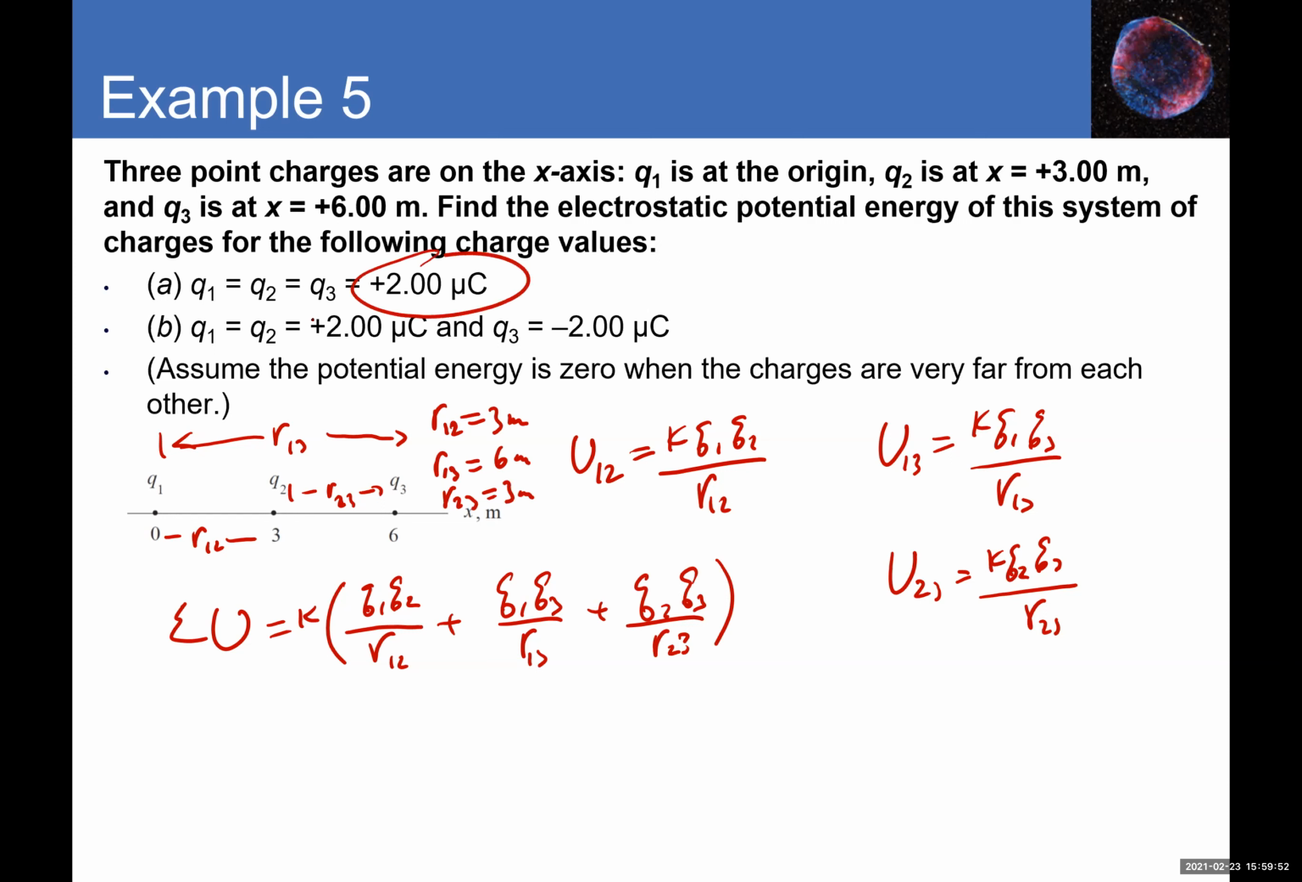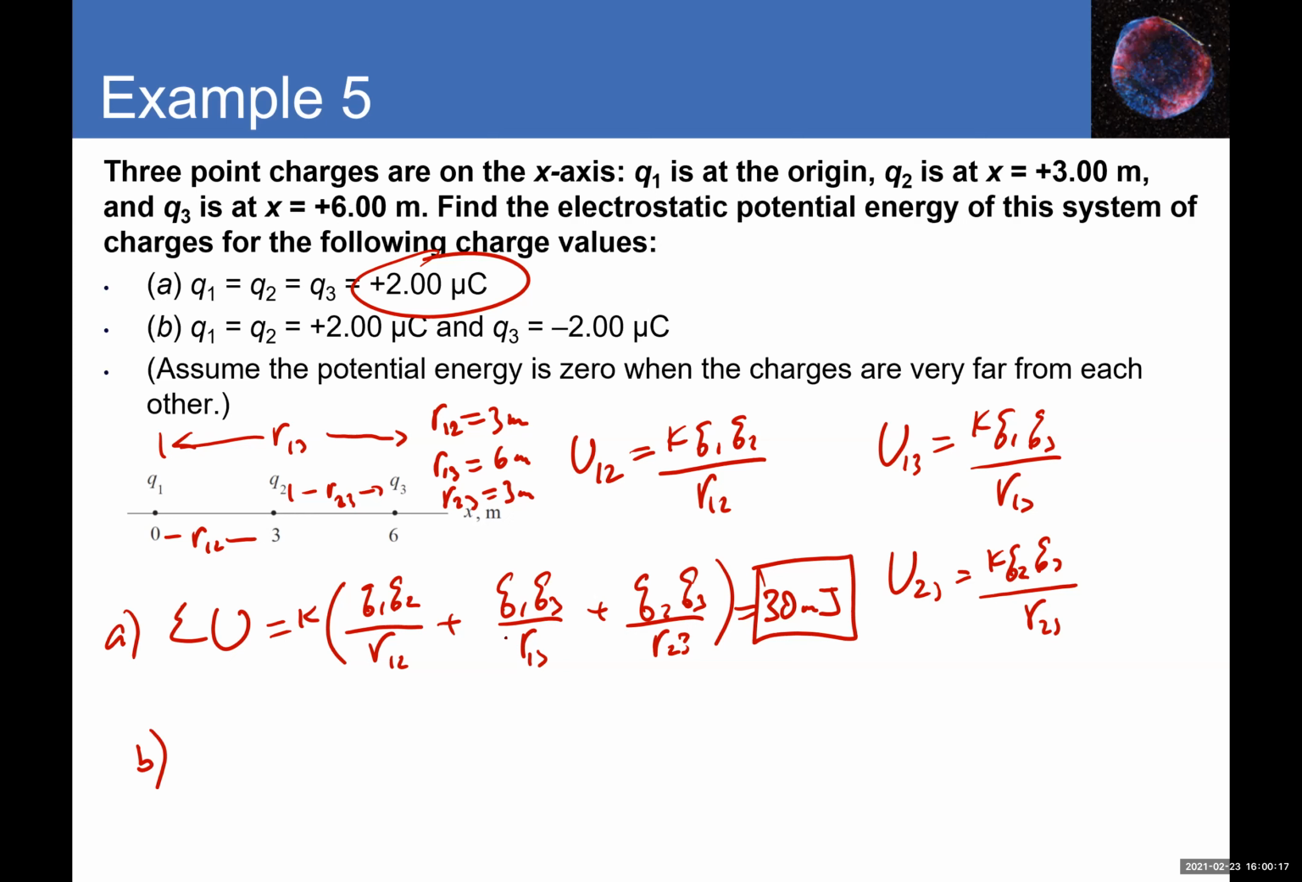And those are the values for the charges. If I plug in all of those values into this equation, I'm going to get 30 millijoules. Okay, pretty straightforward, right? So take those distances, plug in those charges, and that's what you get. That's part A. Part B says take just Q3 to be negative. Well, but here's the thing.